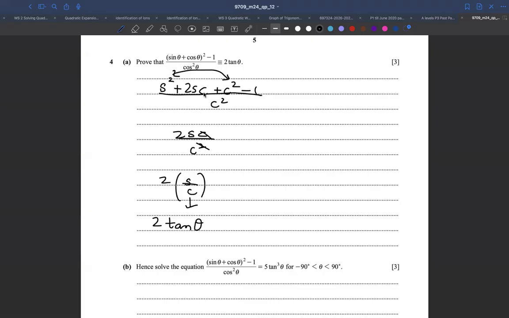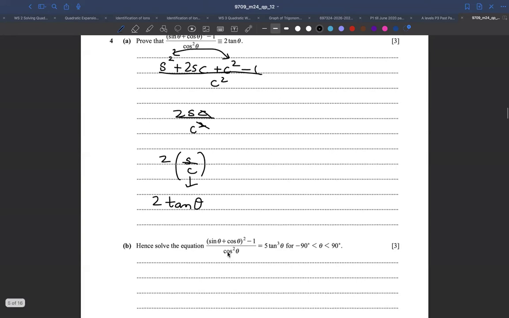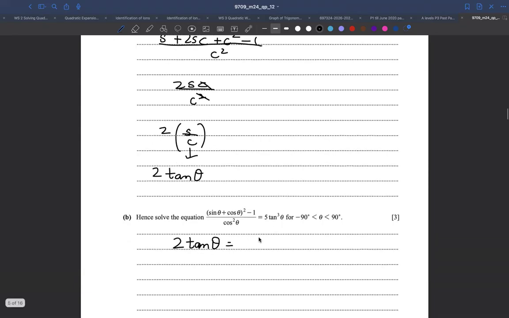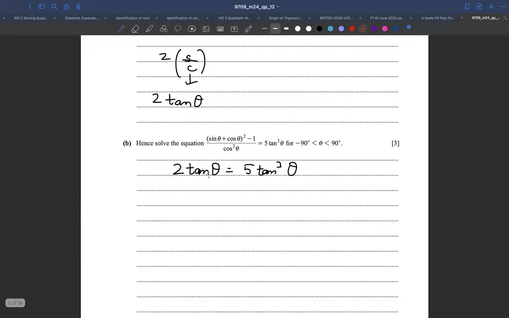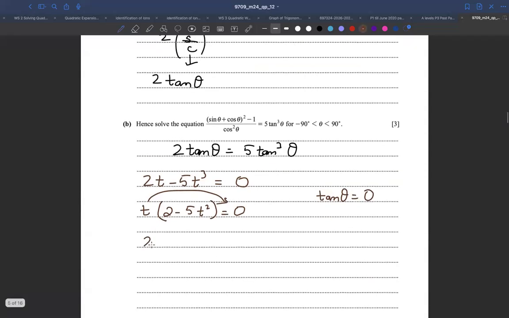Expansion of sin plus cos: sin square plus 2 sin cos plus cos square. Hence solve this equation. Over here, I can write 2 tan theta equals 5 tan cube theta. Now, please keep in mind what I'm about to tell you: one mistake students make is they cancel out tan cube and tan. You will not do this. You will bring 2 tan and 5 tan cube over here. Then you will take tan common. You will get 2 minus 5 tan square. Now you have tan theta equals 0, and then 2 minus 5 tan square theta equals 0.